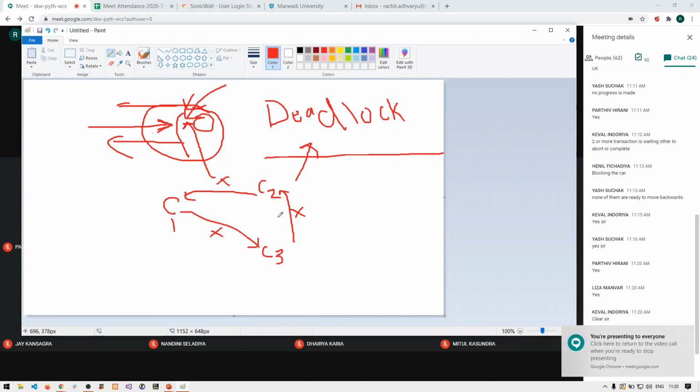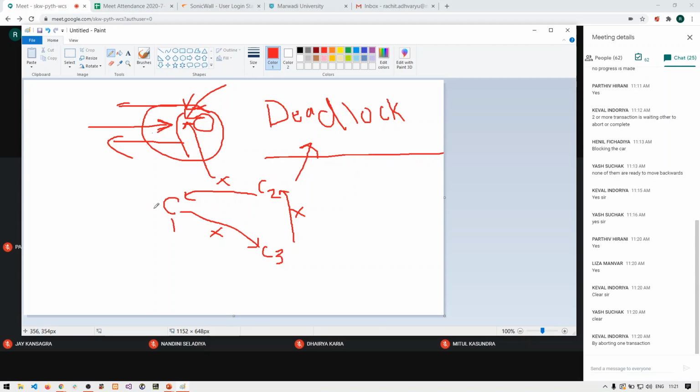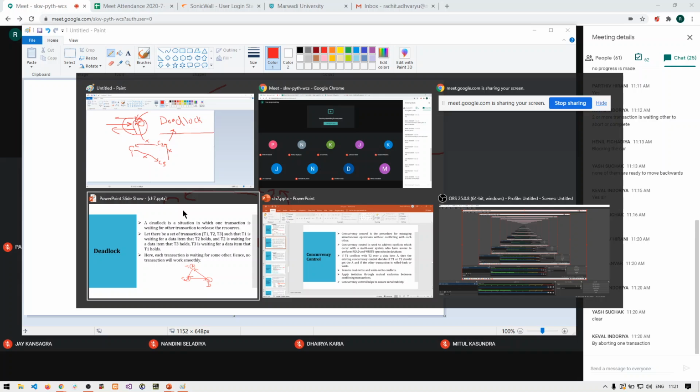I am drawing the same thing here. Take this example. C1, C2, C3 are the transactions, and we need to solve this particular problem. Exactly, we need to abort one or more transactions. We need to forcefully ask some of the transactions to abort or roll back. That means you need to go back to some initial stage so that one of the transactions can complete and you can get their resource. So let us see what can be the solution of it.